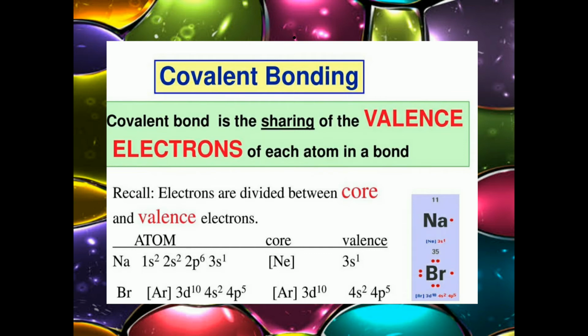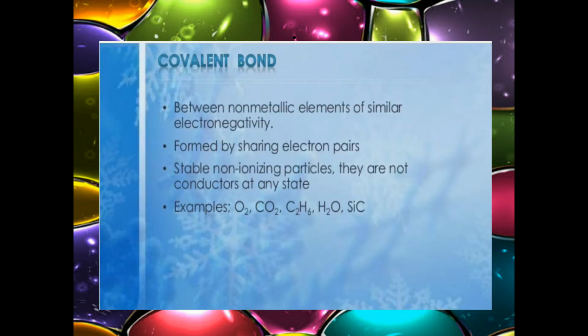Hi friends. In the first part we discussed the Lewis dot diagram, octet rule, valence electrons, then ionic bonding. In the second part we discuss covalent bonding. In ionic bonding there will be transfer of electrons, but in covalent bonding there will be mutual sharing of electrons. That is very important. Okay, let's compare the covalent bond with the ionic bond.